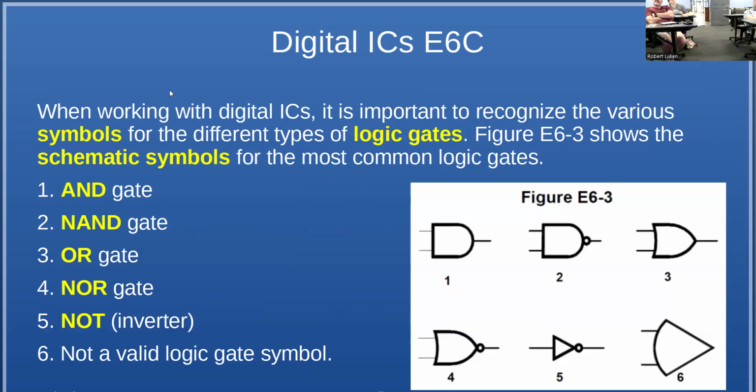When working with digital ICs, you need to know these different symbols. The first one, number one, is a regular AND gate. Number two is the not AND gate, or we call it a NAND gate. Number three is an OR gate that has the curves. And if we stick an inverter on the end, it becomes a NOR gate, or a not OR gate.